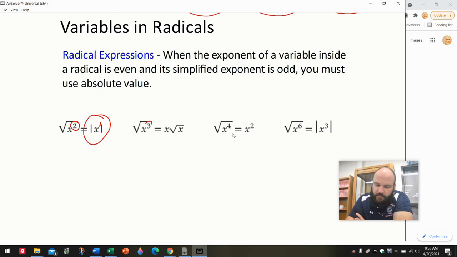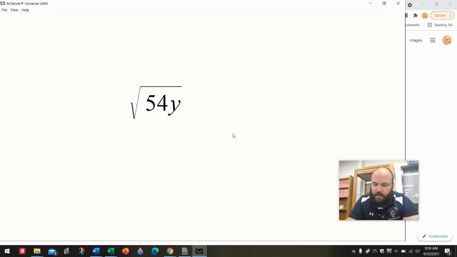If you look in the next one, you can see that this is an odd value inside, so we don't need to bother with worrying about absolute values. The next one here, it started as a 4, but when it was simplified, it stayed even, so we don't need to worry about absolute values there. But if you look at this one, we have x to the 6th, and when it simplifies, it simplifies into x to the 3rd. So because it went from being even to being odd, you need to include absolute values around that variable. So utilizing that rule to simplify these algebraic expressions, let's take a look.